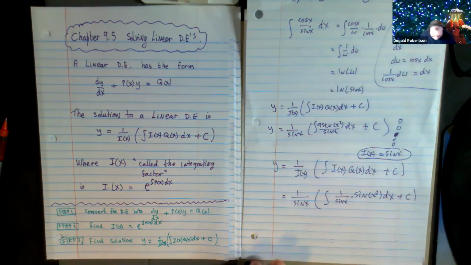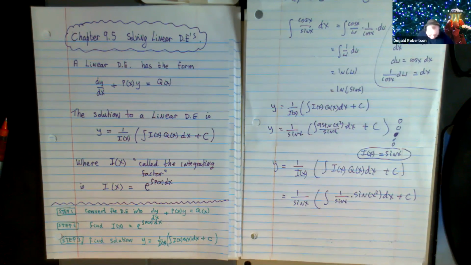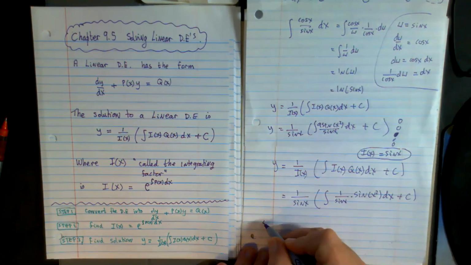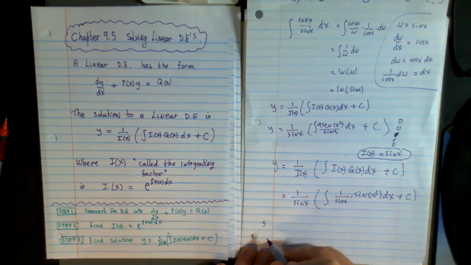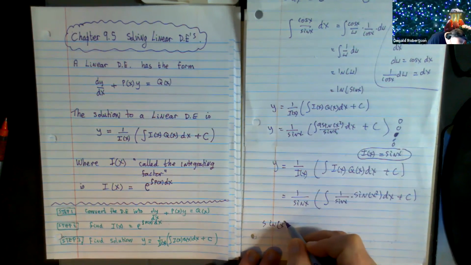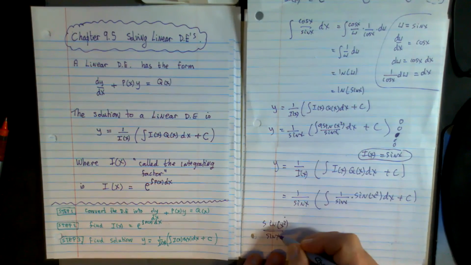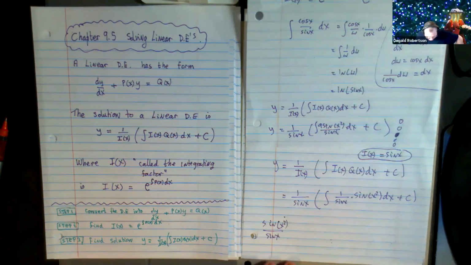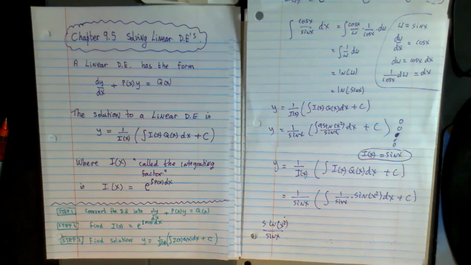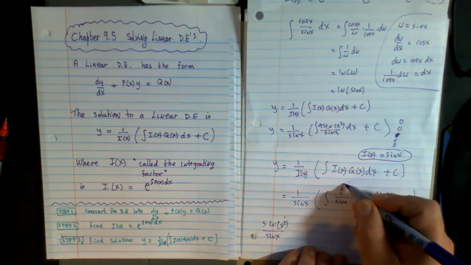Oh, I see what you're doing. Sine x squared does not cancel with sine x. But I of x is sine x, and then q of x is 9 sine x squared over sine x. Yeah, it's not the same thing. But inside the integral, that's what he's saying. This here is the I of x.